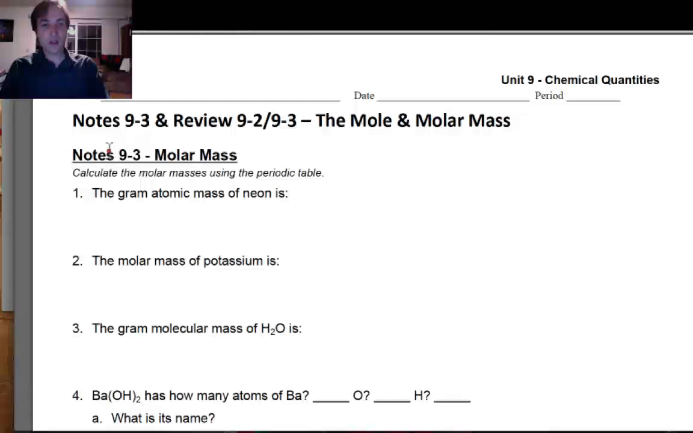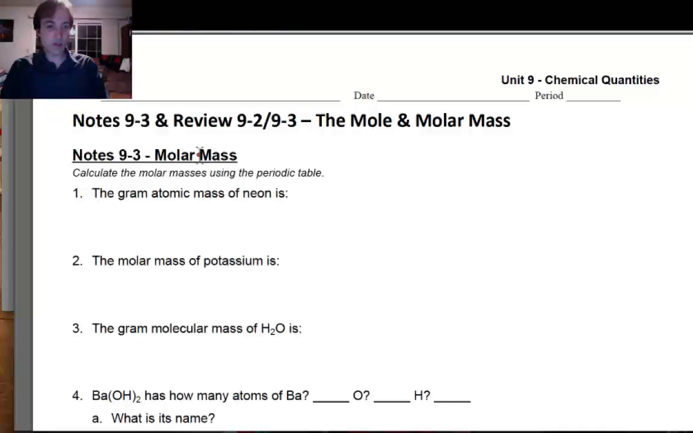Now, in 9-3, we're going to talk about something called molar mass. What it does is it takes the concept of a mole, which is something we introduced before winter break, and combines it with the idea of mass, which we've been talking about pretty much all semester long.